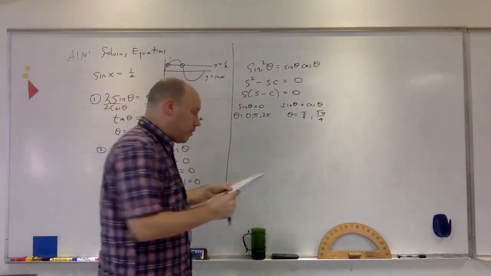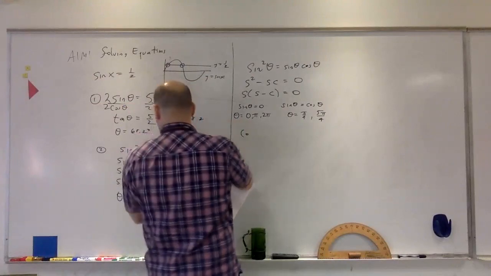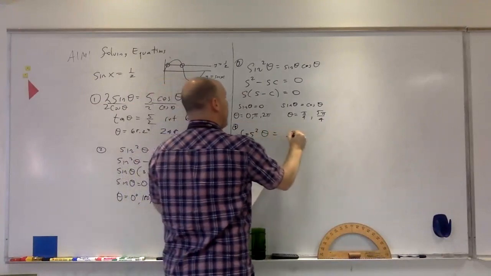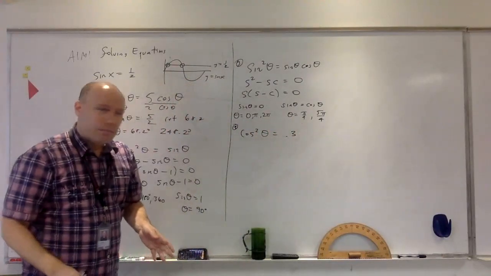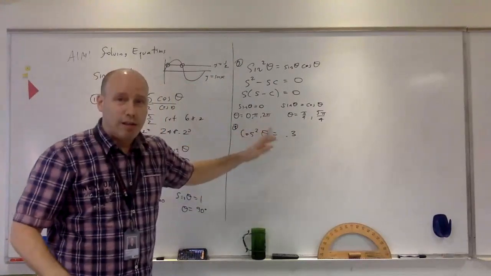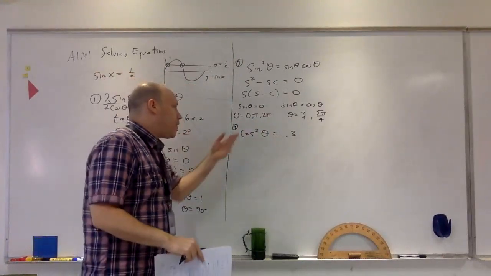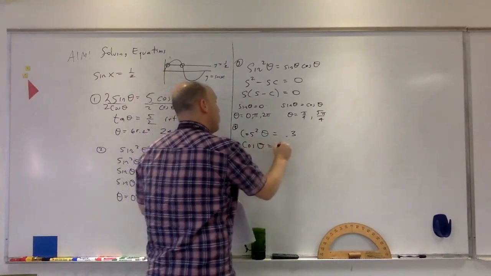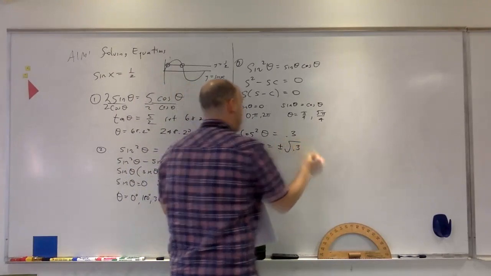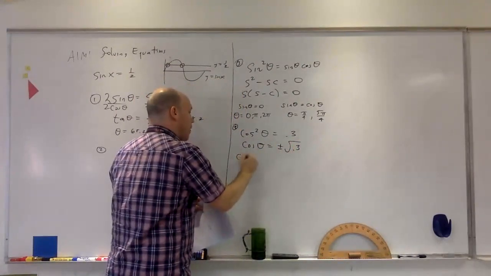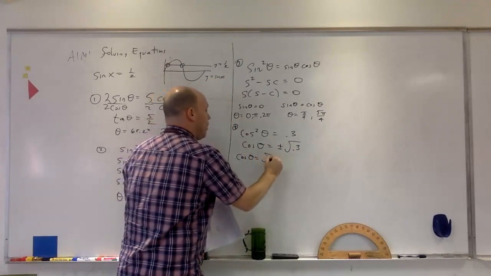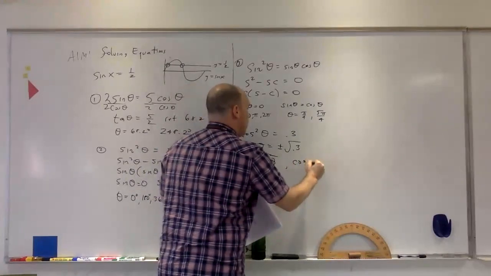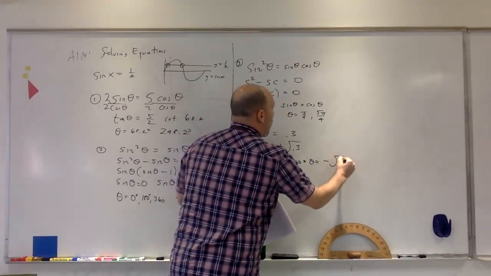Well, we seem to have introduced quadratics. Let's move right into quadratics. Example 4: cosine squared theta equals 0.3. Looks a little weird, but this obviously is a calculator problem, but we can solve it. You say, okay, cosine of theta is equal to plus or minus radical 0.3. So that means cosine of theta equals radical 0.3, or cosine of theta is equal to negative radical 0.3.